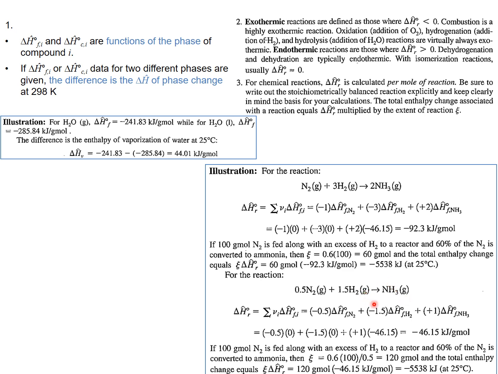Of course, in this balanced chemical reaction equation, the stoichiometric coefficients are different from those in the first case. Everything else is the same, 100 gram mole, 60%. So let me calculate the Xi value in this case. 60 mole per time scale, but we should divide this value by 0.5 instead of 1. So the extent Xi is 120 gram mole. Then the product of the extent Xi with the reaction enthalpy at standard state gives the same value which was calculated in the first case, here, minus 5400 at 25 Celsius degree.